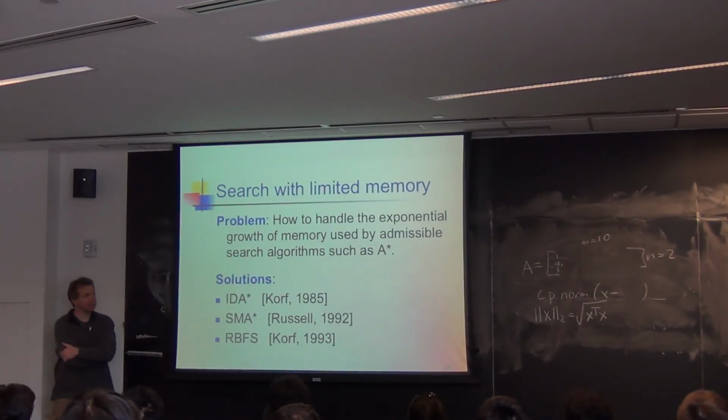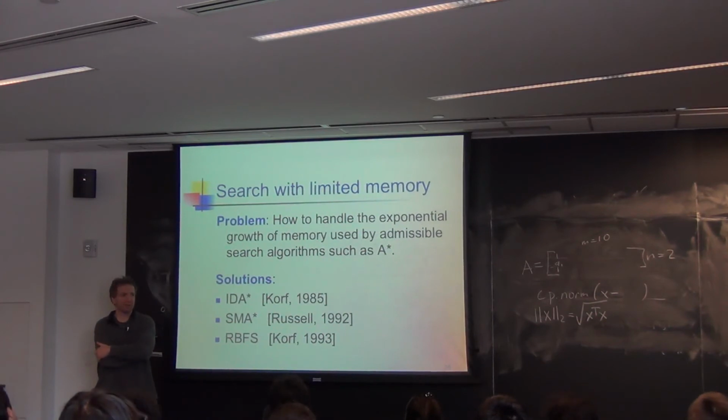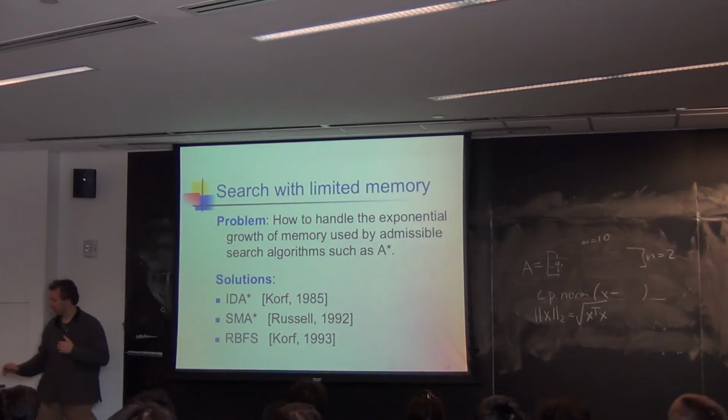All right, so given that we have this kind of a problem with memory and time, but particularly with memory, people have come up with algorithms for determining how to compute these things given a restricted memory space and how to restrict that memory. So some of the popular ones are IDA star, SMA star, and recursive breadth first search. Okay, so let's go into them.